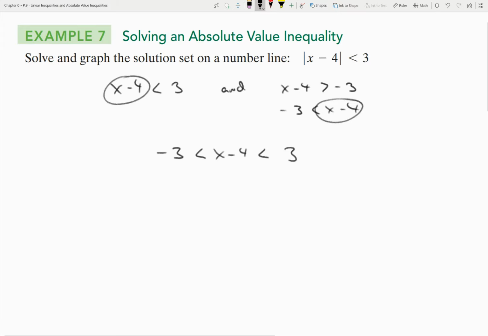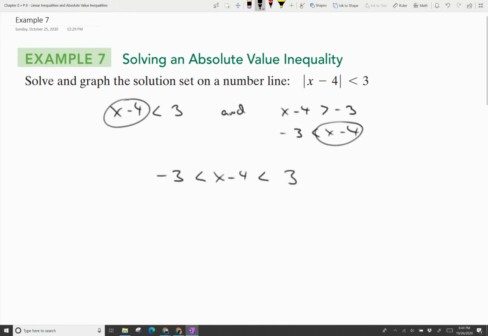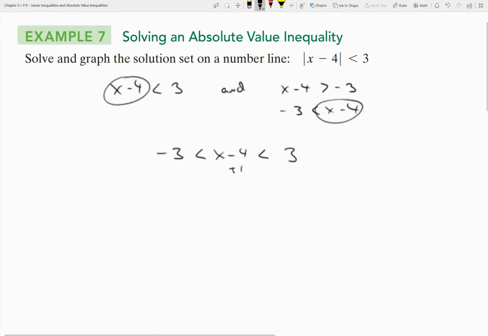Either method works. Your text likes to combine inequalities into one. So we're going to just add 4 to all three sides and get 1 is less than x, which is less than 7, which means my answer is from 1 to 7 on the graph, 1 to 7, parentheses, and shade the region between them.